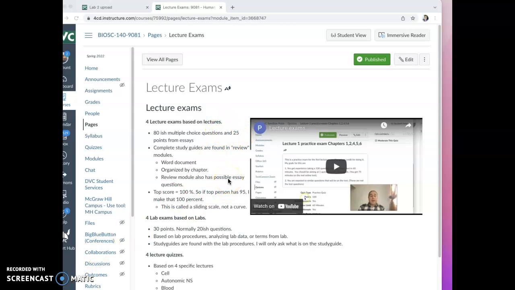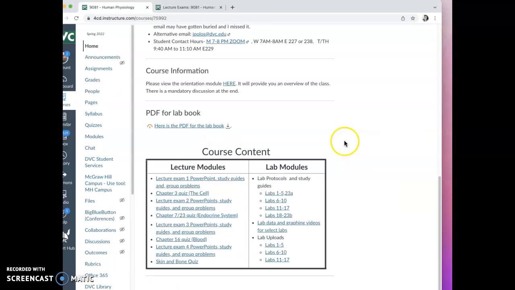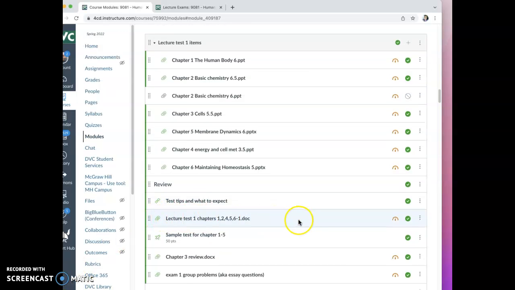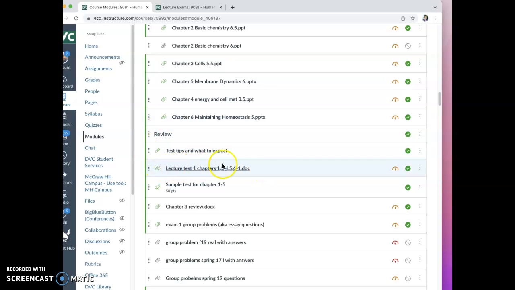Now, it's not fair to say I'm going to touch you on every single thing in the chapter or even in the PowerPoint. There's just way too much. So I have study guides in the review modules. To access them, I go to the home page. I go to Lecture Exam 1's PowerPoint study guides and group problems. And they're right here as a Word document. As I said in another video, students actually like filling these out as I lecture.